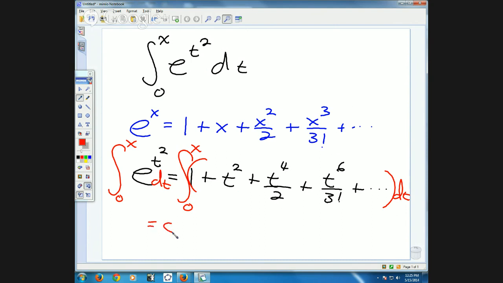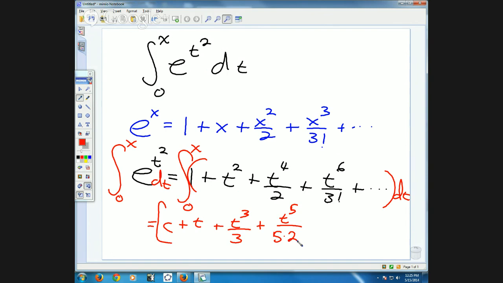And then I have the antiderivative of 1, which is obviously just t. We're not ready for x yet. And then we're going to get a t cubed over 4 times 1/3. And then you're going to have t to the 5th, times 1/5, but it's still over 2, so that makes it 1/10. I'm going to leave it as 5 times 2, just so I might see a pattern.